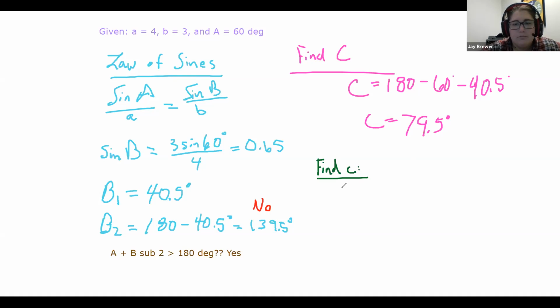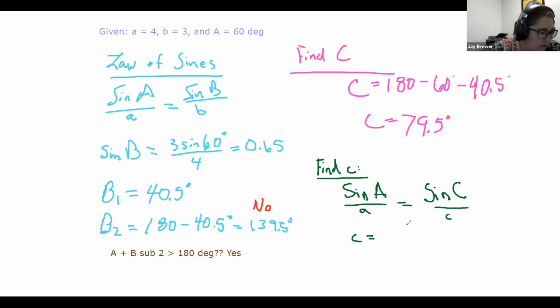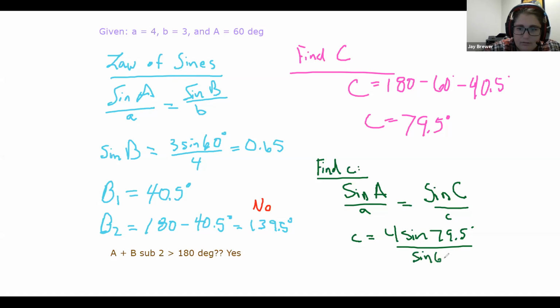Okay. So we're going to use law of sines again. And I would stick with A because A is what you had both for. Okay, if you rewrite it, little c ends up being 4 sine of 79.5 degrees over sine of 60 degrees. So c is approximately 4.54.